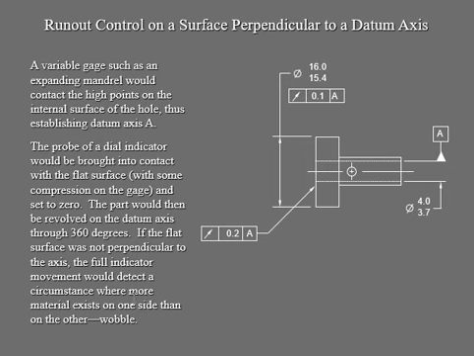It's a little bit difficult to imagine. We're just looking at whether the surface is perpendicular to that axis, and in order to do that, you have to use the dial indicator, put it on, set it to 0, and turn the part around 360 degrees. If they are not perpendicular, you will have a wobbling effect.